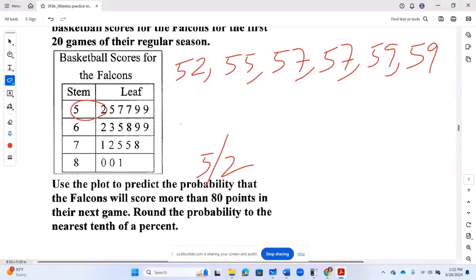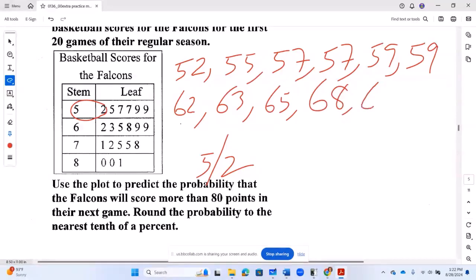So I wrote the first stem and the leaf. I want to write the second one: 62, 63, 65, 68, 69, 69. You see? That is the way I will write all of them.